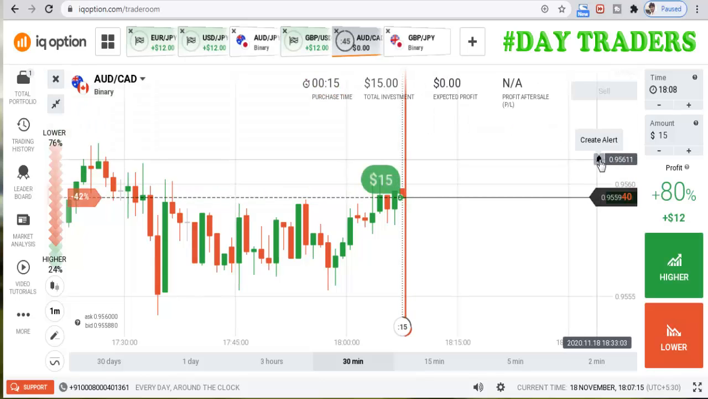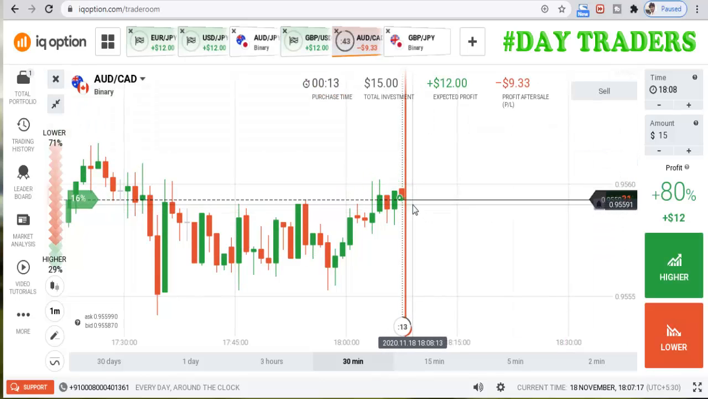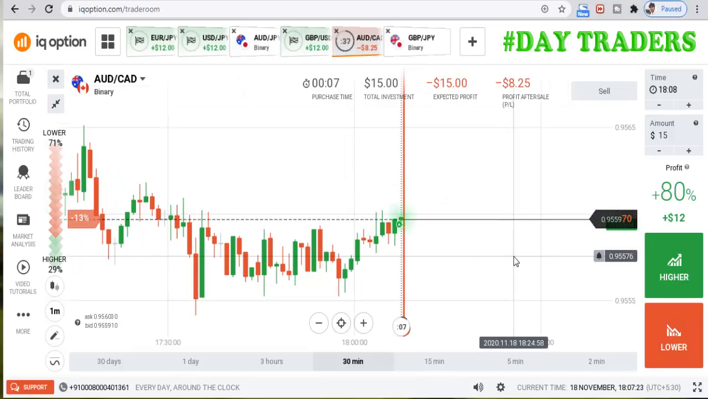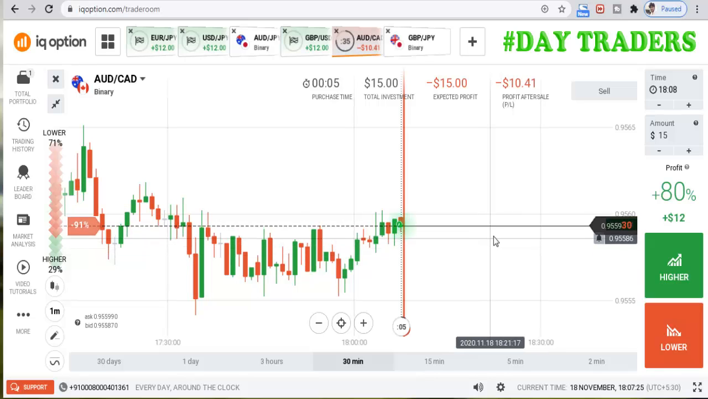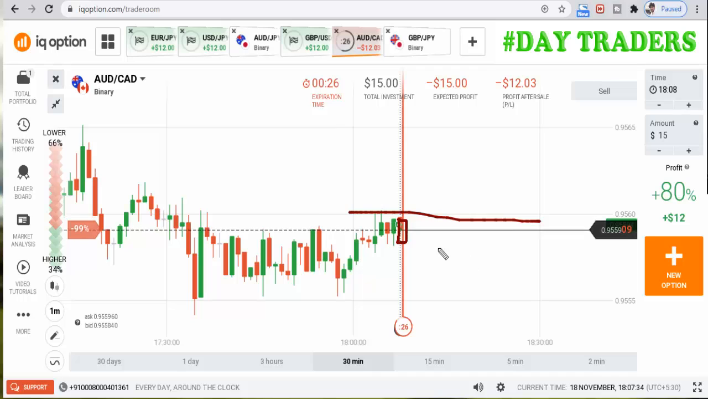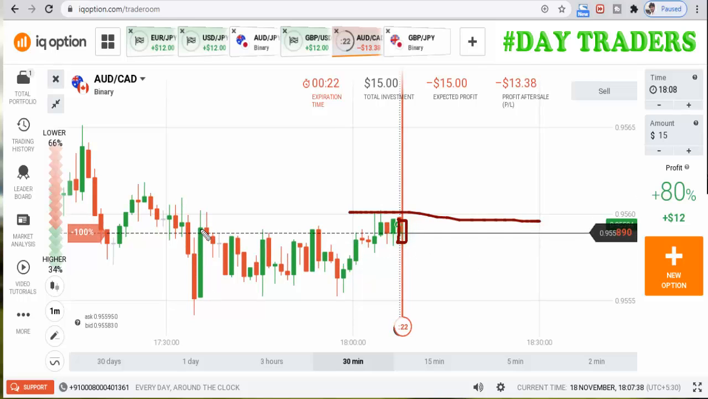Okay, we'll place a higher option, some margin safety trade. Okay, this is a 50-50 chance. Sometimes sellers are very strong to enter the market. It's a round number. Okay, you can see.